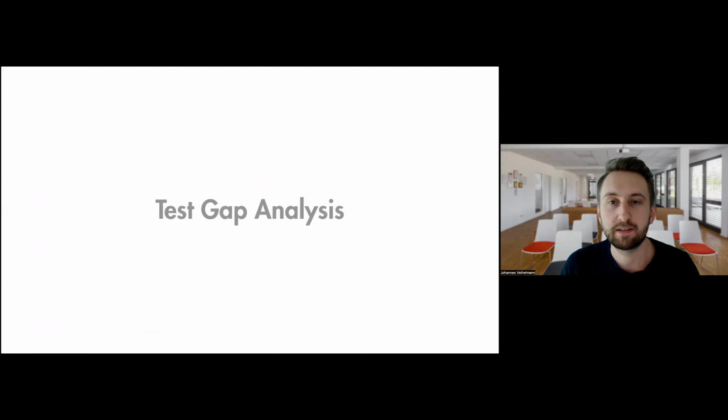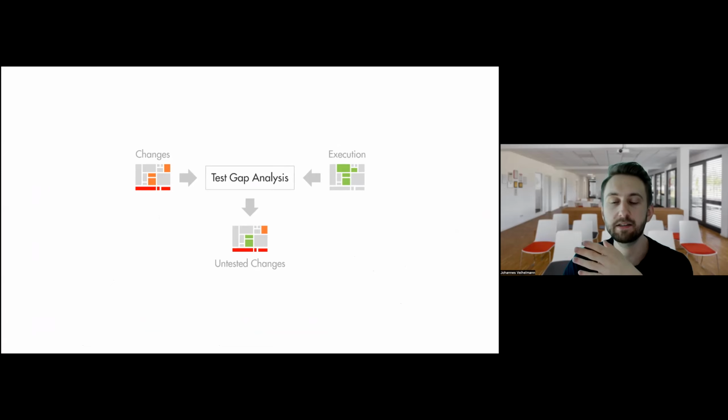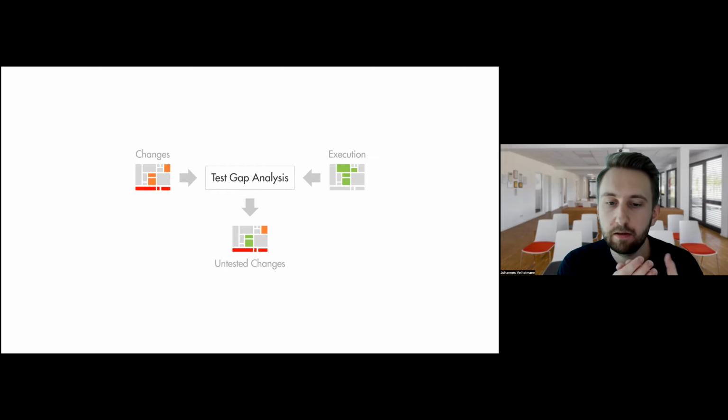Now, what do we need for test gap analysis? On the one side, we need the changes. And by changes, I mean really the changes that were done in the software by looking at the changes from the version control system. On the other side, we need the execution information. And this we get directly from the test environments. So we there track what lines of code were executed, and then we can map this back to the changes. And then we have all the untested changes.